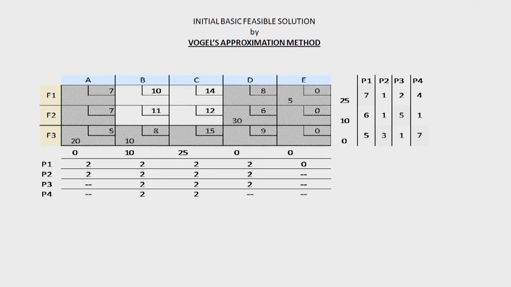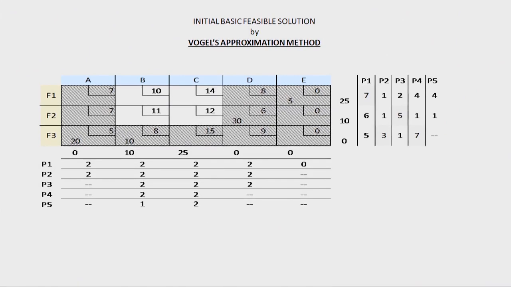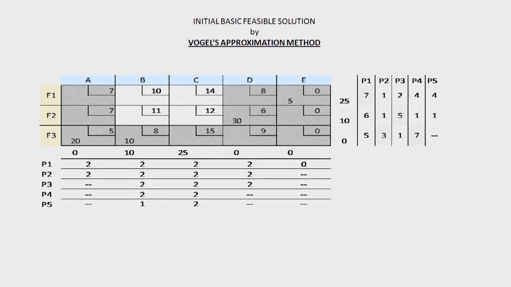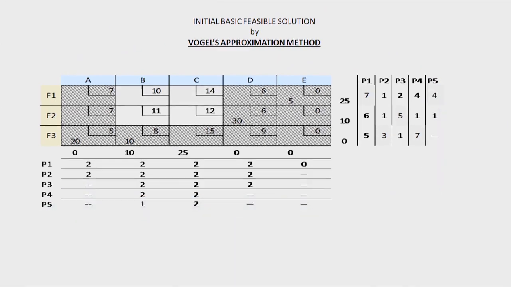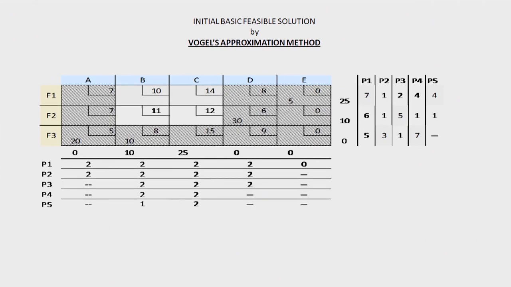Calculate the penalty P5. Amongst P5, the highest penalty is 4. Choose the F1 row corresponding to the penalty 4. Among 10 and 14, the least cost of transportation is 10. So, choose this cell for allocation.